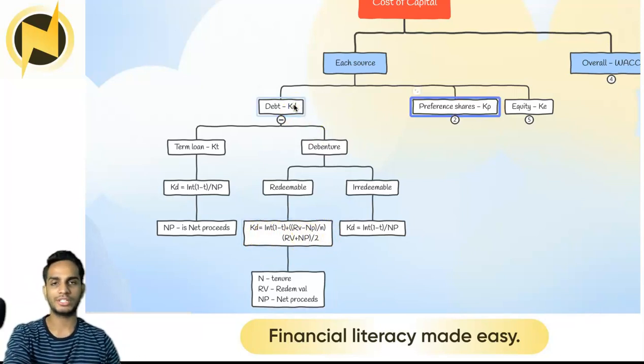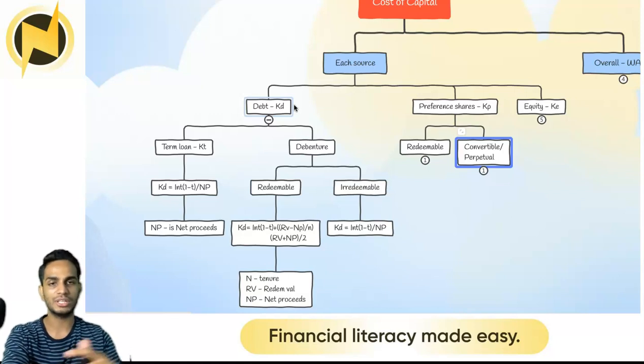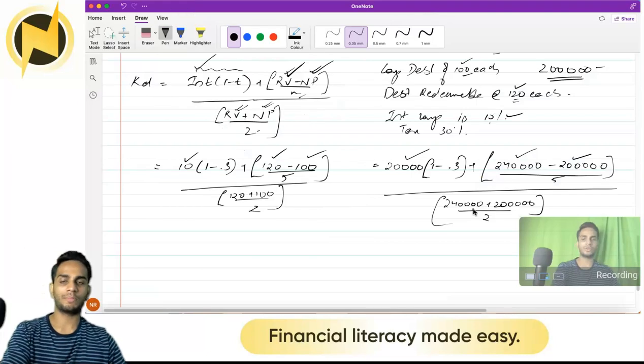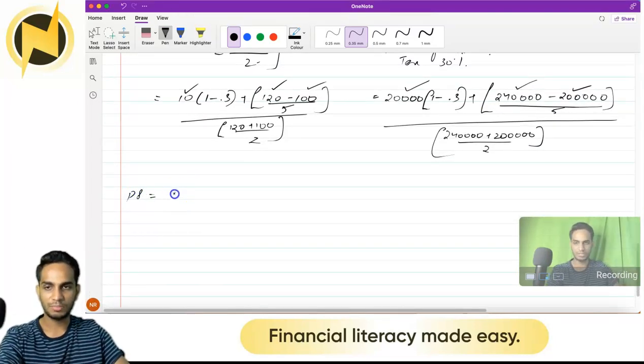Now we are going to preference shares. Pretty simple, pretty basic. Here also we have redeemable and irredeemable, that's like convertible and perpetual debentures. So how to find value? Pretty simple. So what's the cost for preference shares? It is preference dividend, right?